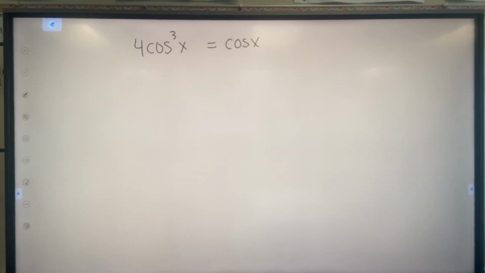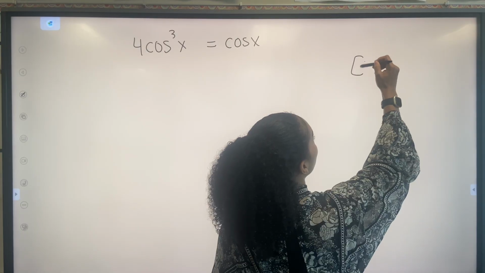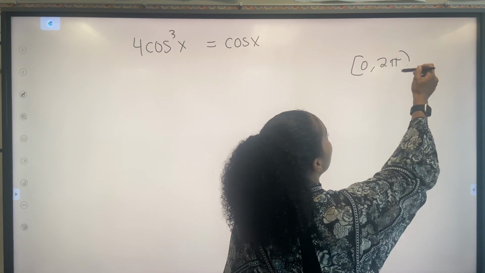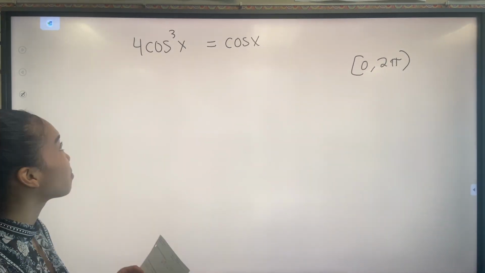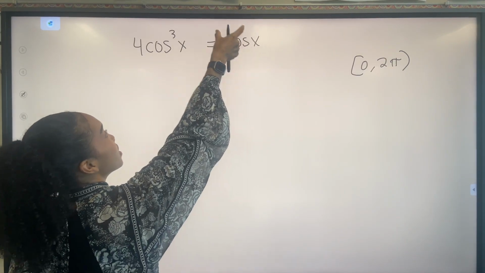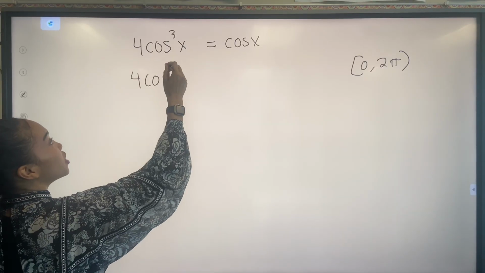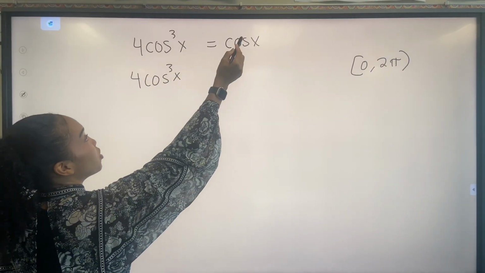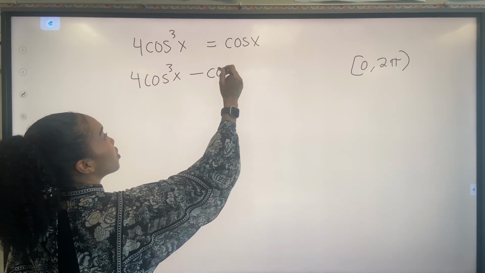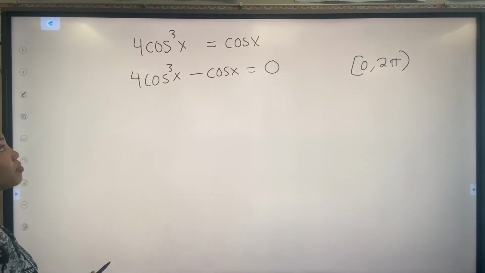Okay, so for this problem, we want to find all of the solutions on the interval 0 to 2 pi. So basically the unit circle, okay? All right, so in order to solve this, I'm going to move this cosine to be on this side. So I'll have 4 cosine cubed x, and when you move this over, it'll be a minus cosine x. And there's nothing left on this side because we moved it.